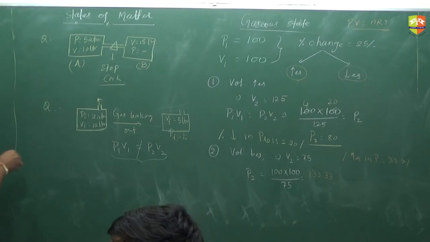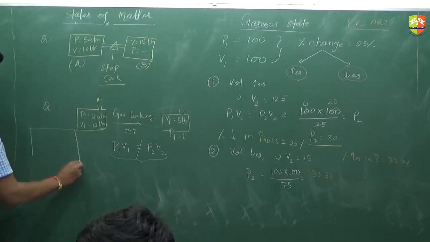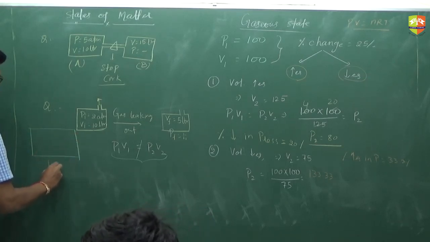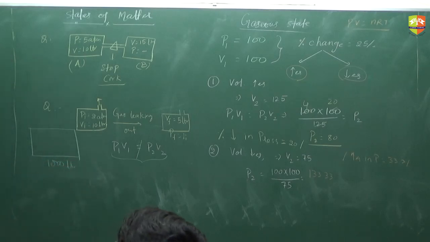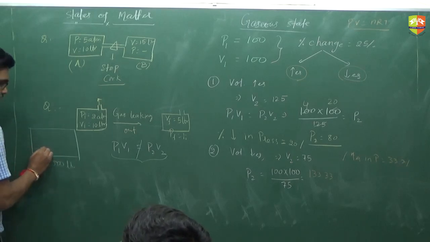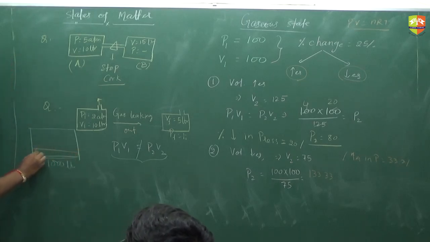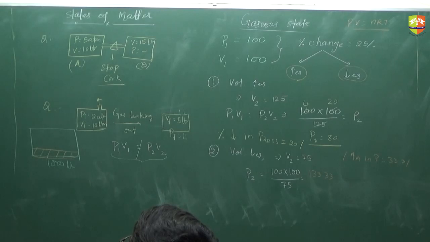The point is, if you have a 1000 liter container, and in this 1000 liter, suppose 200 liter is occupied by some solid object which you kept into this container, what is the available volume? 1000 minus 200. In this available volume only the gases will be there. So you need to find out the volume which is available for the gaseous molecules.